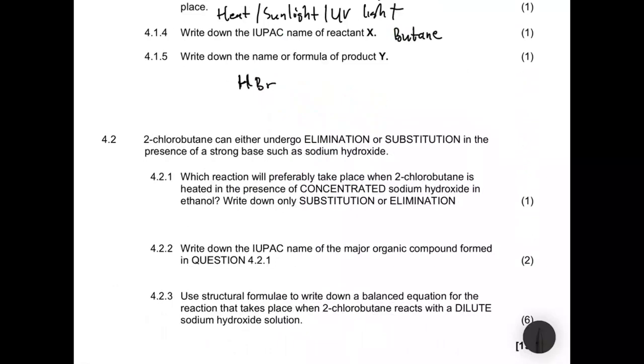4.2 says 2-chlorobutane can either undergo elimination or substitution in the presence of a strong base such as sodium hydroxide. 4.2.1, which reaction will preferably take place when 2-chlorobutane is heated in the presence of concentrated sodium hydroxide in ethanol? Write down only substitution or elimination. If you pay attention, you will realize that concentrated is in bold, right? That will give us an idea of the knowledge we're supposed to apply.